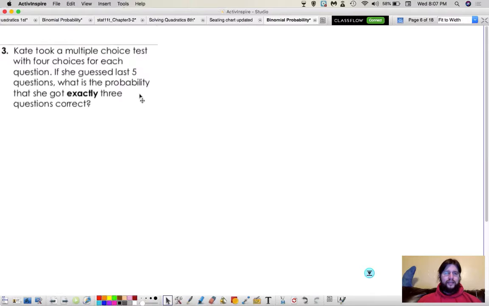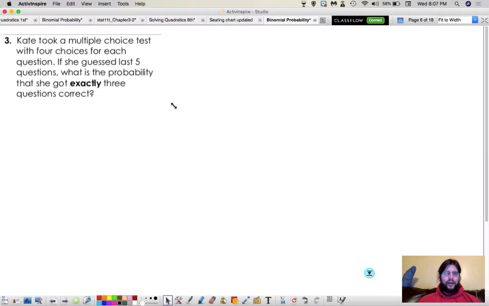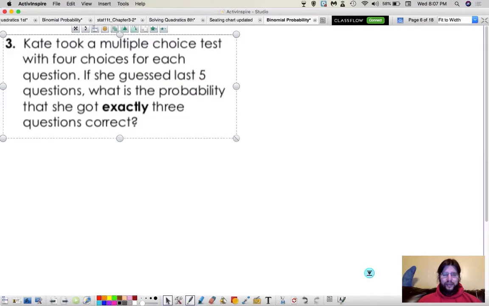The most important thing is getting the information from the problem. If you can do that, and you can type in the calculator, you're good to go. Multiple choice test with 4 choices for each question. She guessed on the last 5 questions. What's the probability she got exactly 3 questions correct?